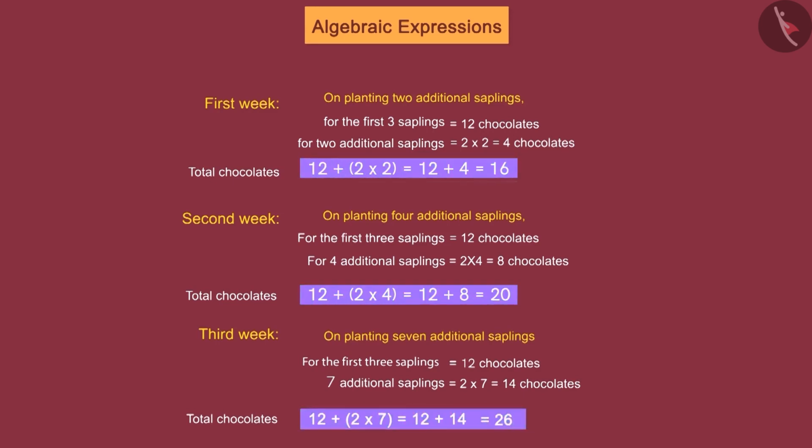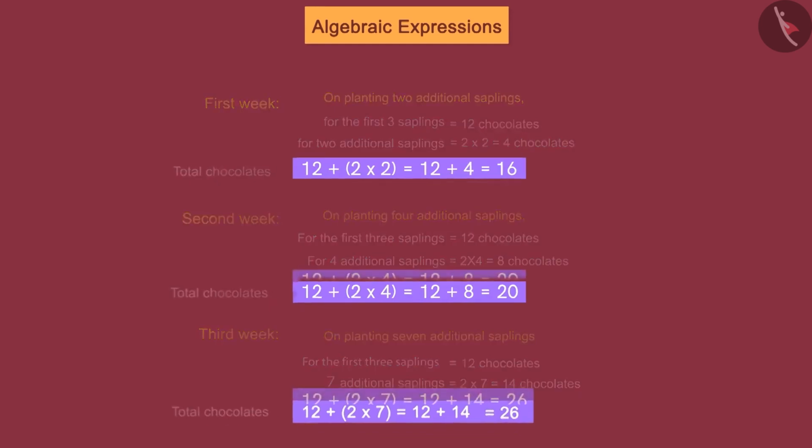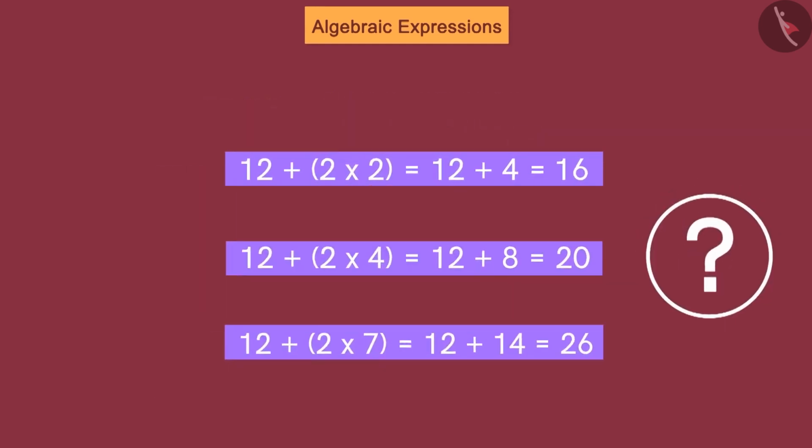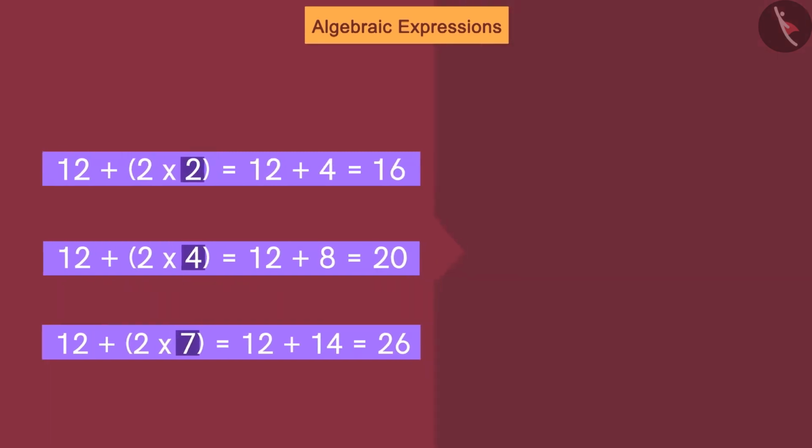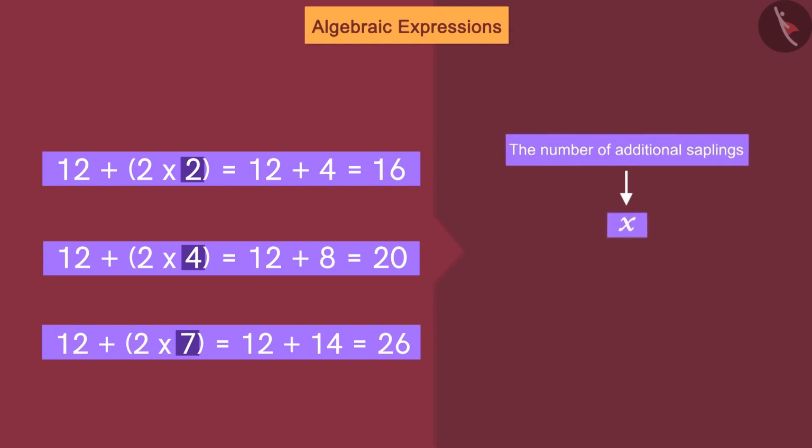Now look carefully at these 3 calculations. Do we see any pattern? In each calculation, everything is the same except for 2, 4, 7. These numbers are the number of extra saplings Raghu has planted. Now, if we replace the number of extra saplings with the letter x, we will get this. x is the number of additional saplings planted.